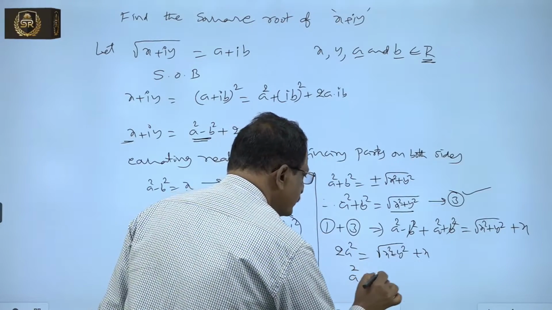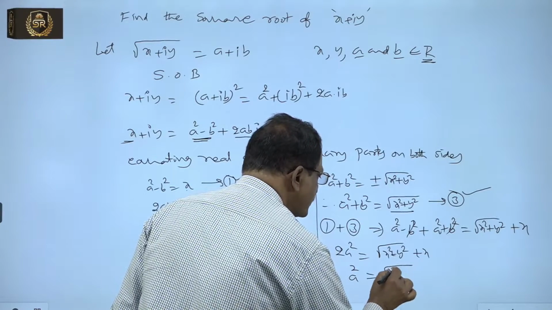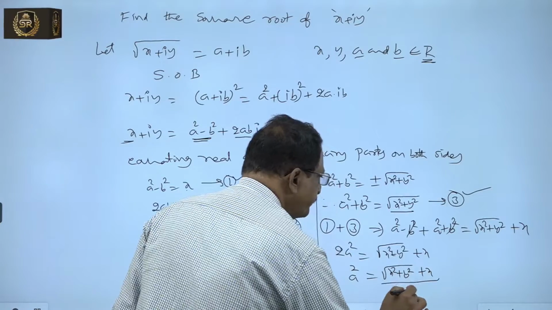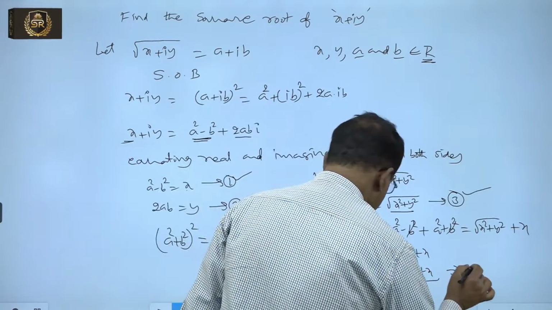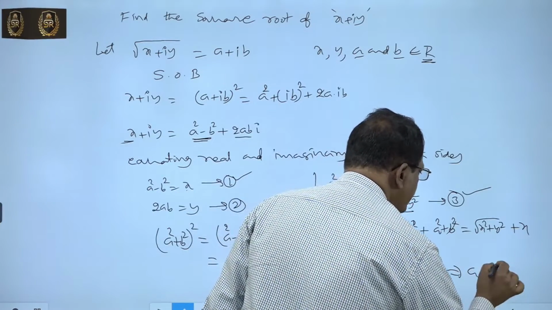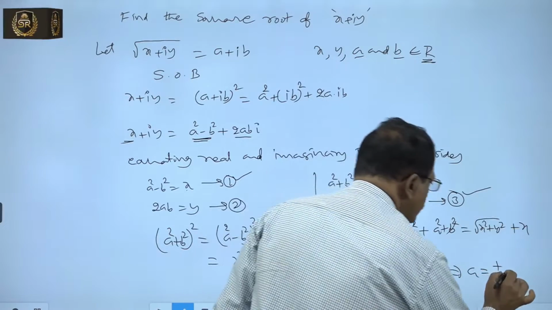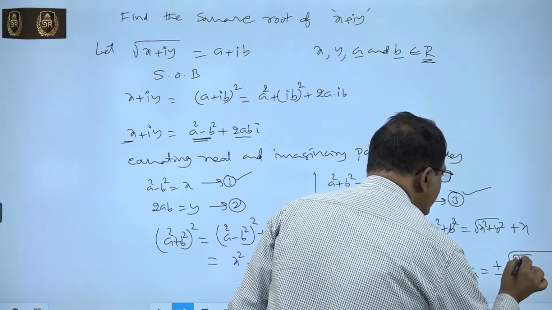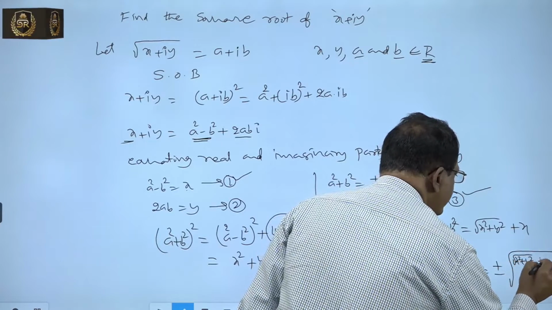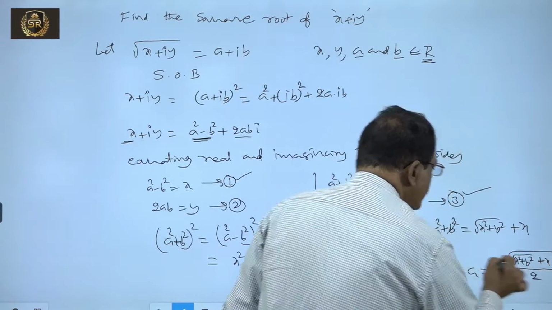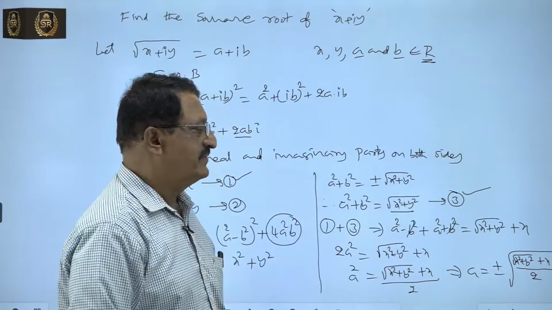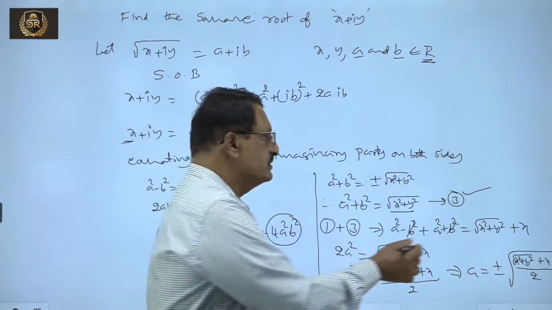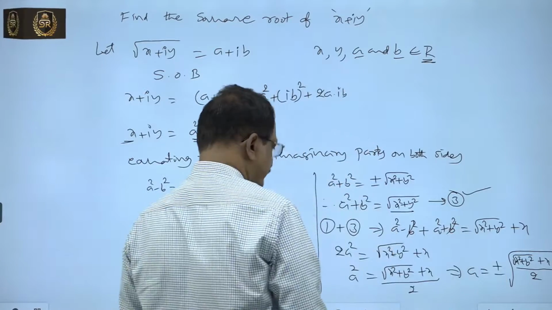a square equals the square root of x square plus y square plus x, divided by 2. This implies a equals plus or minus under root of the square root of x square plus y square plus x by 2. It may be a plus sign or a minus sign, a positive real number or a negative real number. So a equals plus or minus.